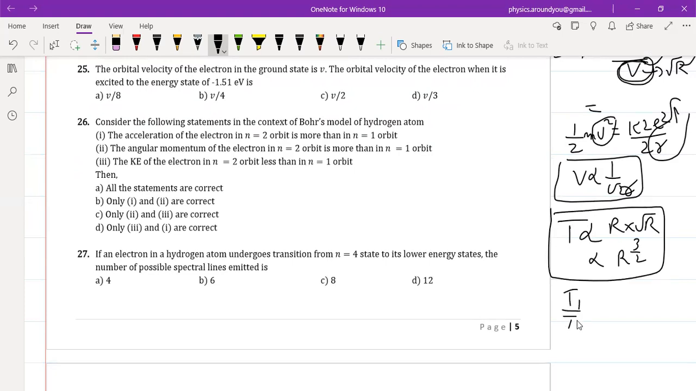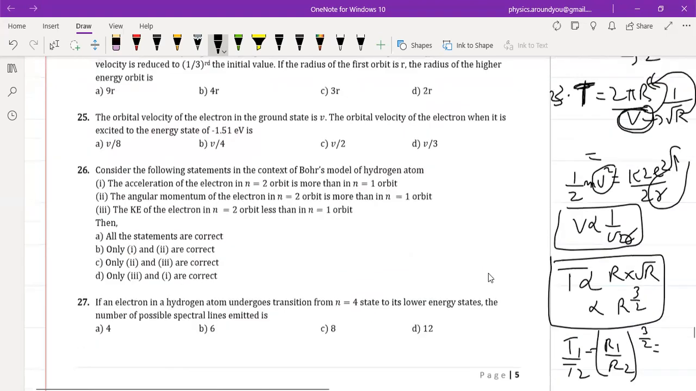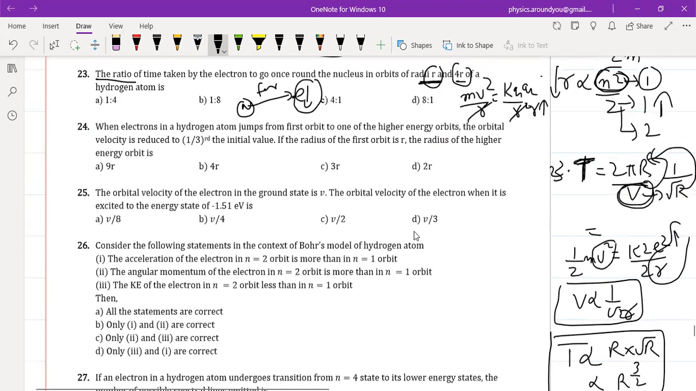Why? T1 by T2 is equal to R1 by R2 whole power 3 by 2. But R1 by R2 is nothing but 1 by 4, because R by 4R is 1 by 4. So this expression is 1 by 4 power 3 by 2. What is 1 by 4 power 3 by 2? That is 1 is to 8. So the answer should be 1 is to 8. Without using much of n values and stuff like that, we have directly concluded V should be proportional to 1 over root R.